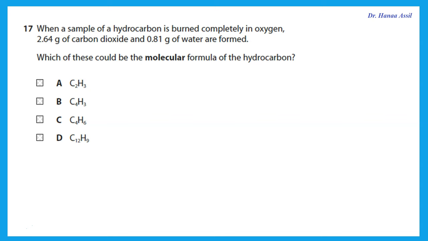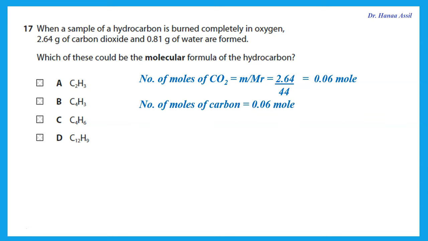When a sample of a hydrocarbon is burnt completely in oxygen, 2.64 grams of carbon dioxide and 0.81 grams of water are formed. Which of these could be the molecular formula? So first of all, we need to calculate the empirical formula. In order to do that, we need the number of moles of each of them. So the number of moles of carbon dioxide is, of course, mass over molecular mass. So it is this number of moles. And each mole of carbon dioxide will give 1 mole of carbon. So that is the same as the number of moles of carbon.